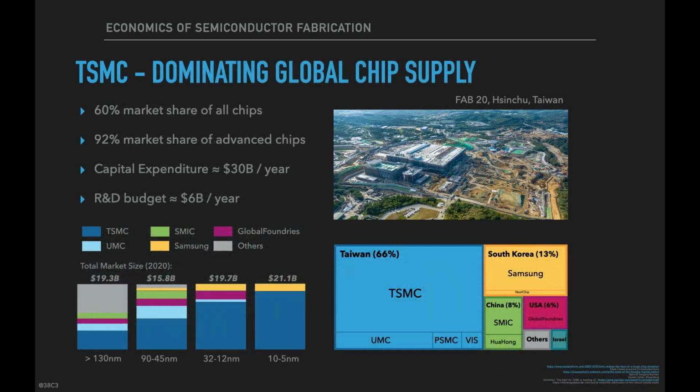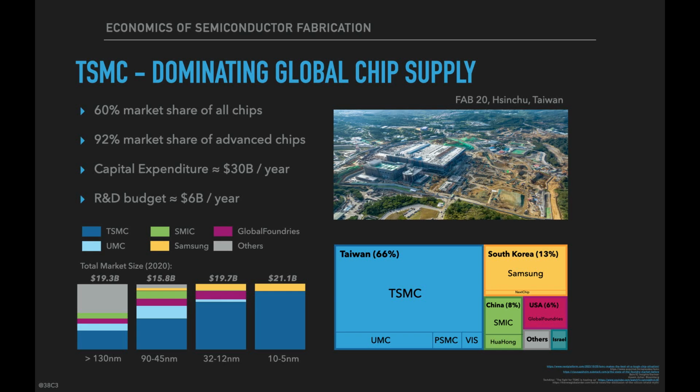And with these huge factories, TSMC was able to capture a big market share. Here, these are old numbers from 2020. Right now, it's even more concentrated towards TSMC and Taiwan. But even then, you had like 60% of all chips that were made by TSMC, and most importantly, 92% of the most advanced chips were built by TSMC. And there's only one other company, Samsung in South Korea, that can build those.